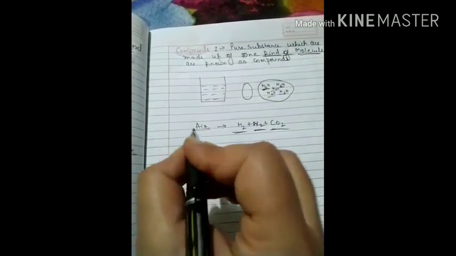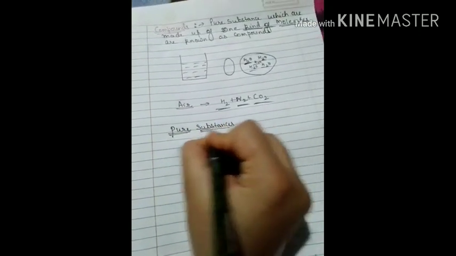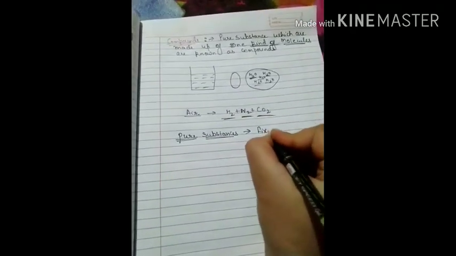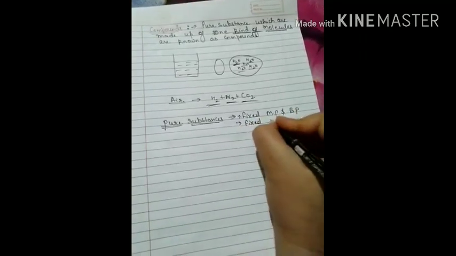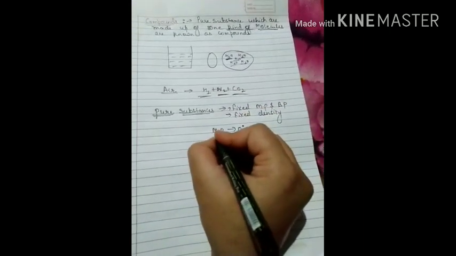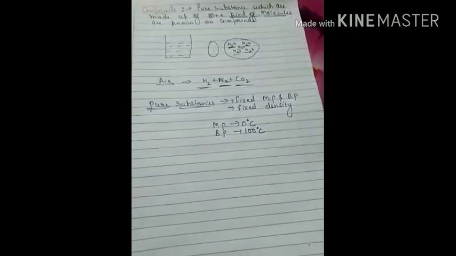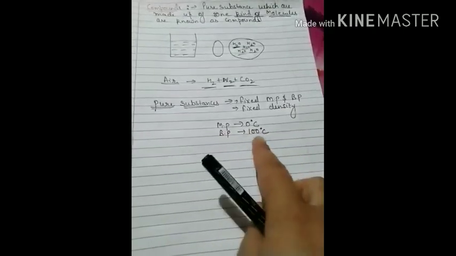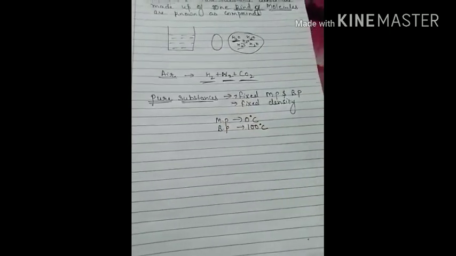One more property of pure substances is that they always have a fixed melting point and boiling point, and they also have a fixed density. For example, if I have water and I am boiling it, the melting point of water is 0 degrees Celsius at standard temperature and pressure, and the boiling point of water is 100 degrees Celsius. If at standard temperature and pressure you boil water and the boiling point does not come out to be 100 degrees Celsius, that means some impurity has been added to it, so the water is not pure. Clear? I hope this is clear to you.